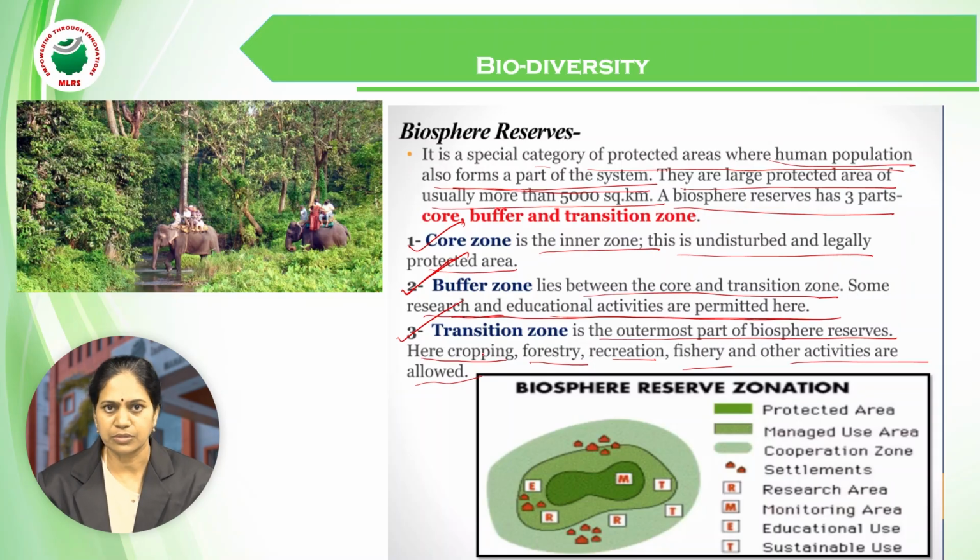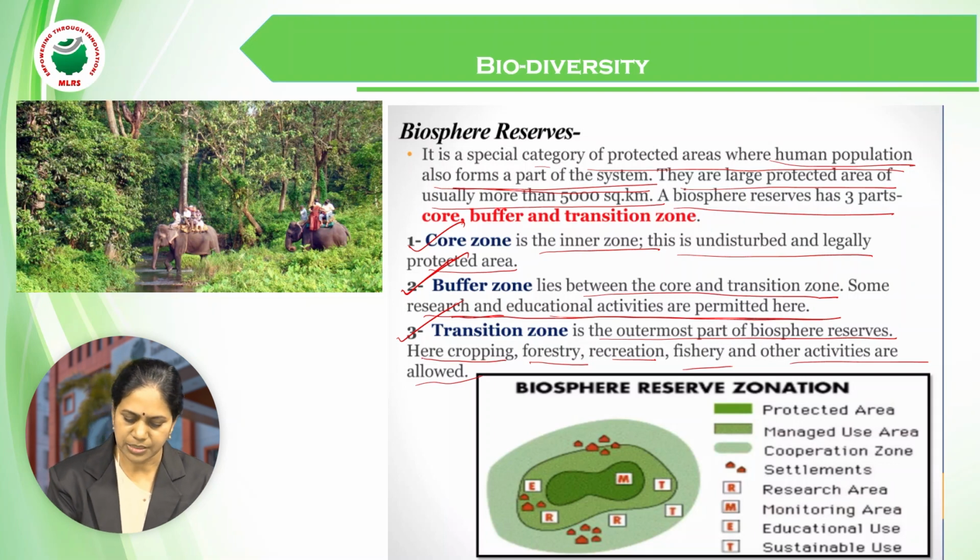So cropping is allowed here in this particular transition zone. Cropping allowed, forestry allowed, recreation allowed, fishery is allowed. Sometimes the tribals construct their houses. So those things are also allowed in this particular transition zone.